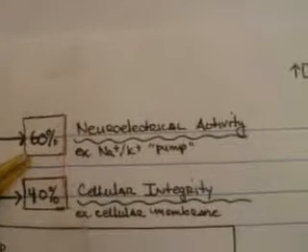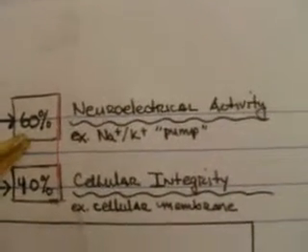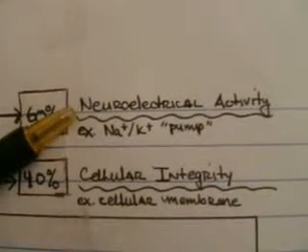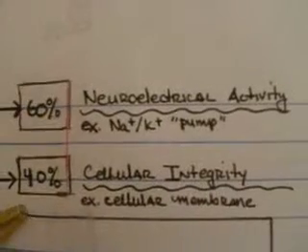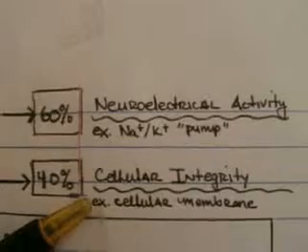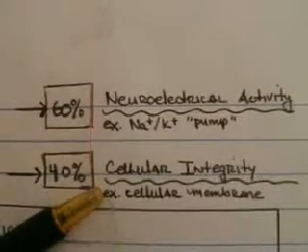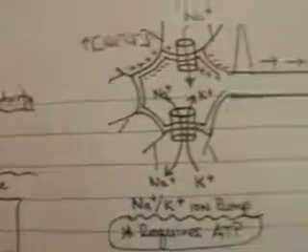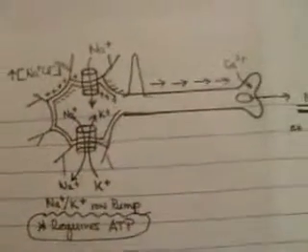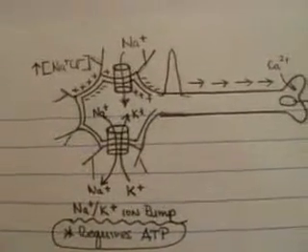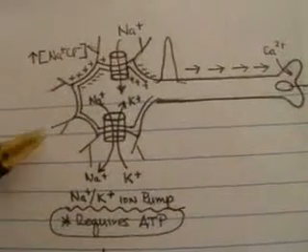We can say about 60% of the ATP that's being produced through glycolysis and TCA can go towards the neuroelectrical activity within the brain tissue. And about 40% of the ATP that's being utilized goes towards the cellular integrity within the brain tissue. To illustrate how this is being used, we can look at a single neuron to depict what takes place in the neurophysiology.